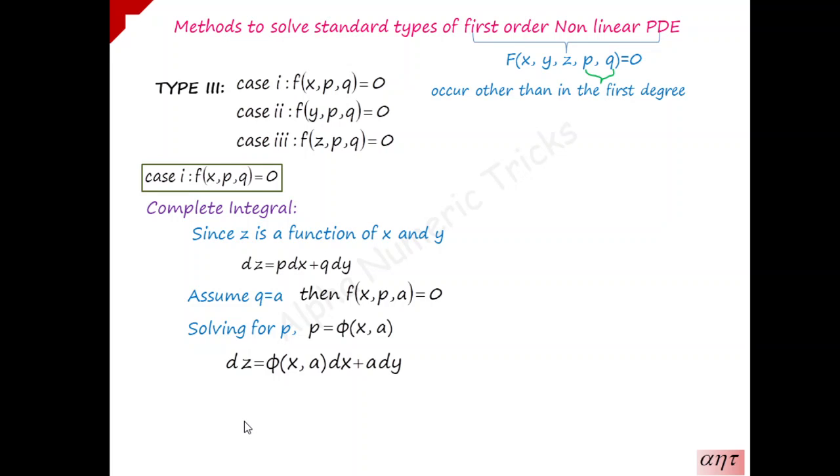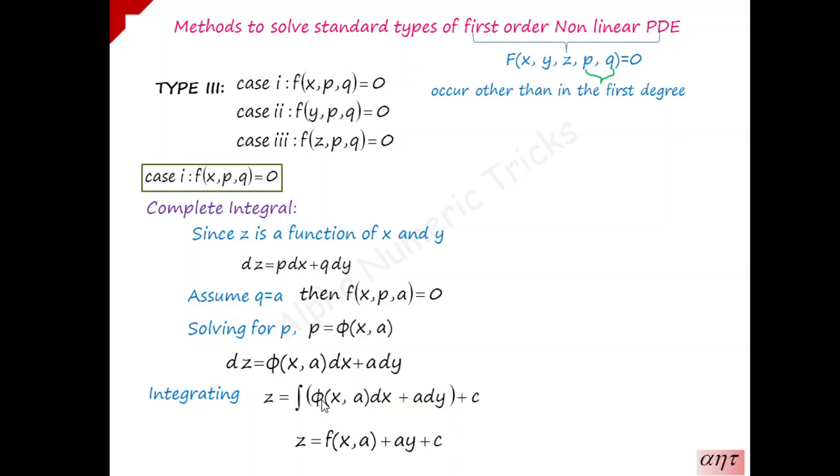When you integrate this, you get the value for z, that is your complete integral. So integrating integral dz becomes z, because differentiation and integration cancel, which is equal to integral phi of x comma a dx plus a dy. This is under the integral sign, plus c is the constant of integration. And when you integrate this phi of x comma a dx, after integrating you get some other result. That result is a function of x and a only.